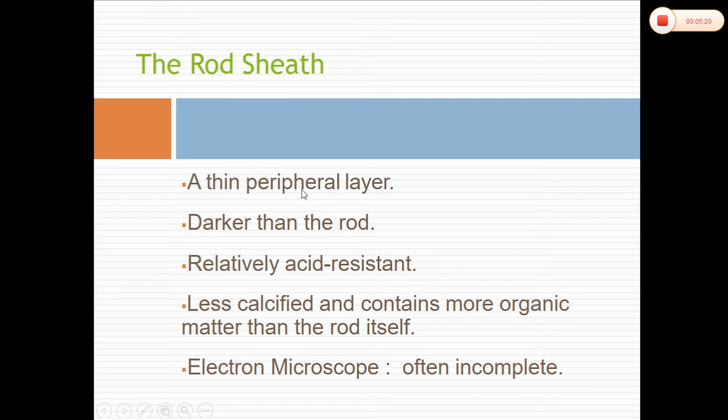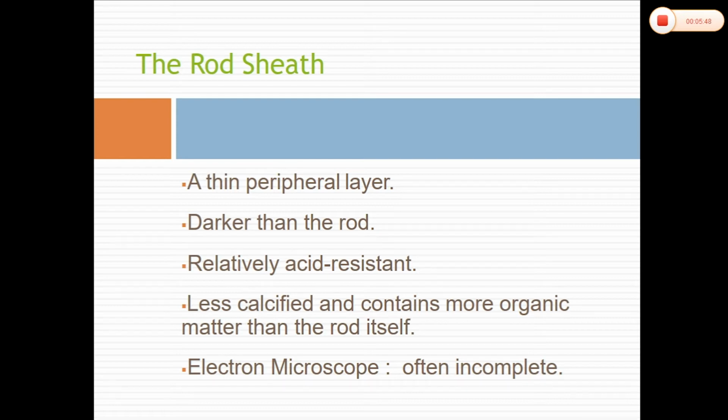The rod sheath appears clear in the section of the enamel. Why? It is less calcified and contains more organic material than the rod itself. Students, anything that is less calcified or hypomineralized in the enamel, since enamel is the hardest tissue, will appear distinct and stand out.